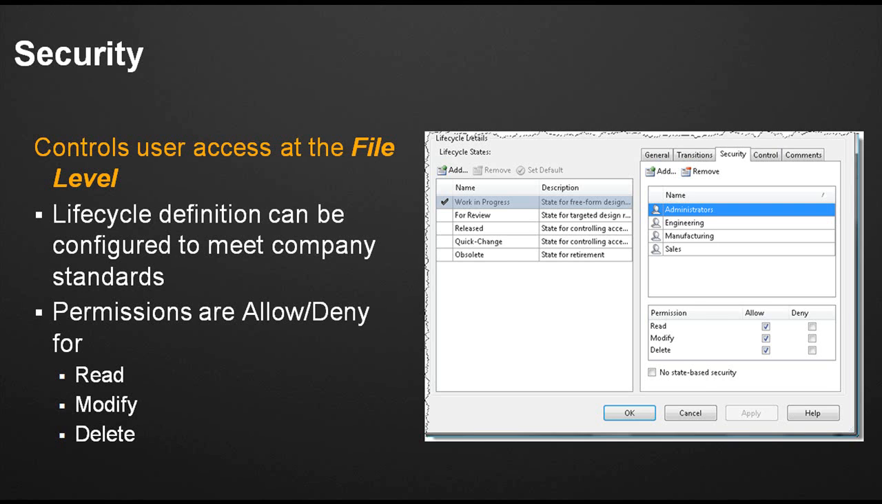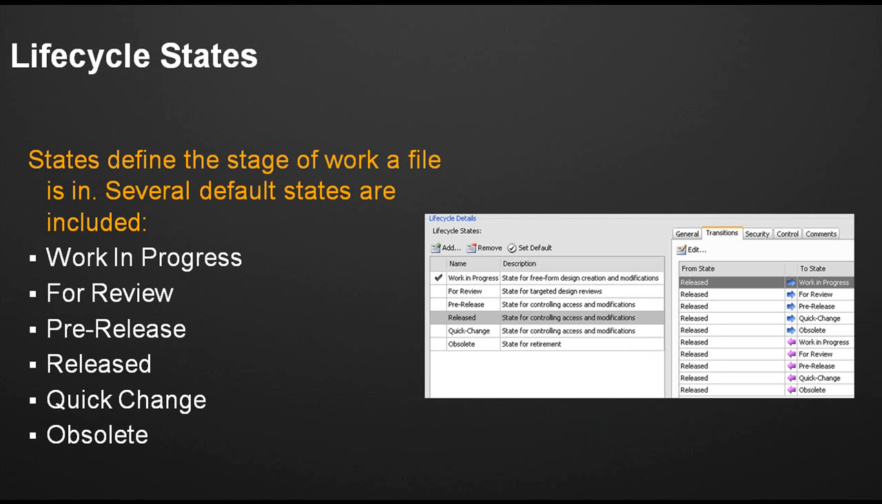delete of a file. A lifecycle state is the tag that defines the stage of work that a file is in. We ship with several out of the box, like work in progress, released, obsolete, and several in between. In addition, we can create our own, and we can remove these and rename them for your particular company's needs.